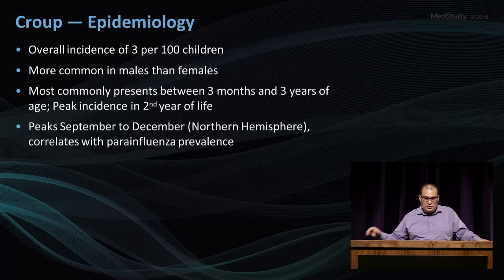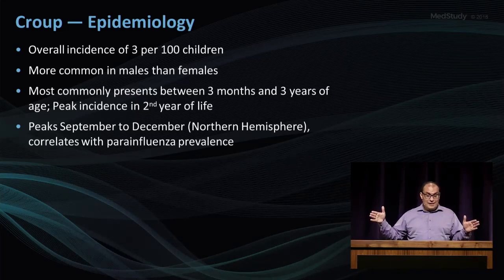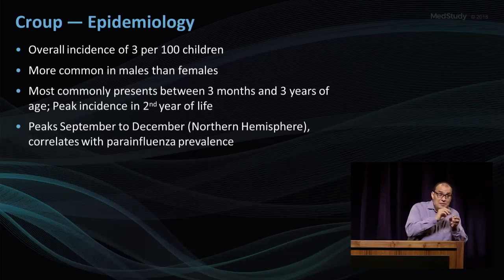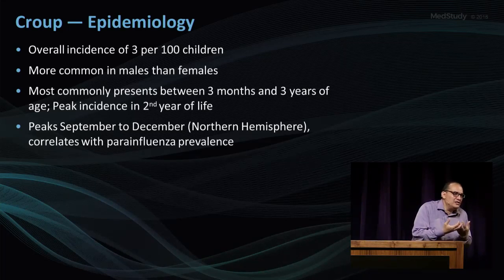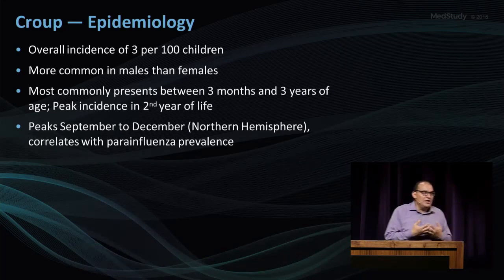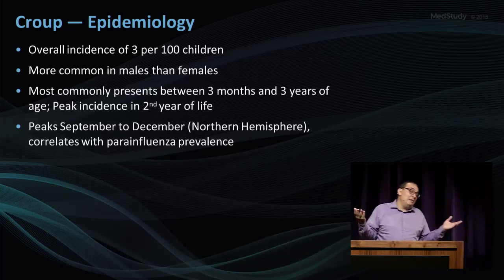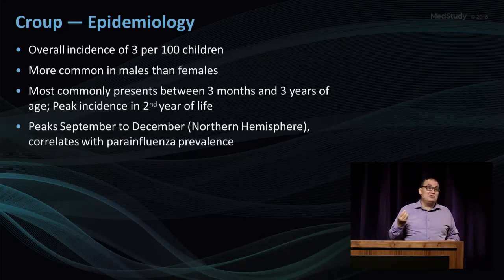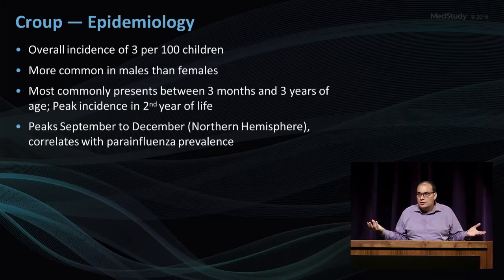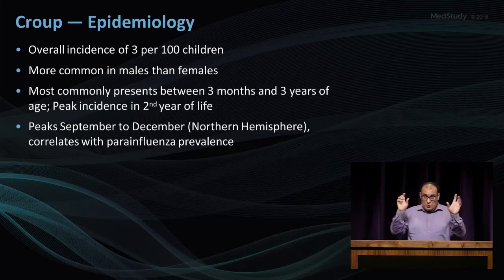Epidemiology: 3 out of 100 children will have it, more common in males than females. I don't know why. Most commonly it presents between 3 months and 3 years. And this is why. Remember, we said the progressive growth of the larynx happens in the first 3 years. So if it's narrow, yes, it's an infection. We will not test for it after that, which is why we're not finding it. Maybe after the age of 3 parainfluenza comes as a cold, and you're not going to send for parainfluenza. So I'm giving you things to connect.